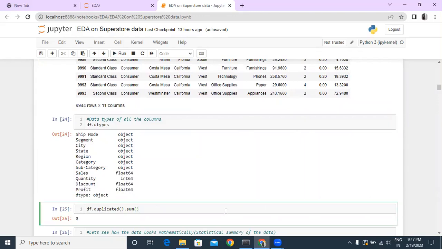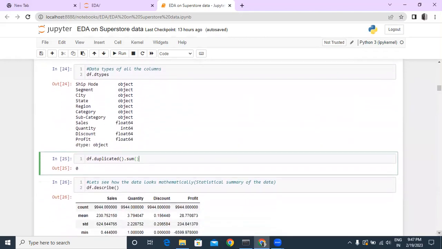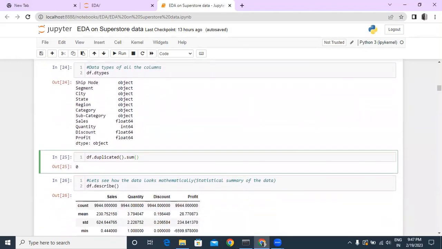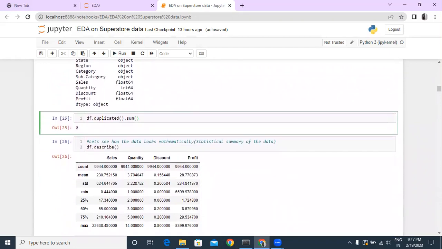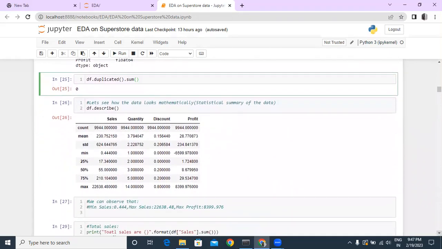Now we are ensuring that the duplicated values are removed, so we again use that command and we got 0. So yes, our duplicated values are removed. Now let us look at the mathematical summary of the data by using the describe command. So it's giving a statistical summary for the 4 numerical columns which we had: sales, quantity, discount, and profit.